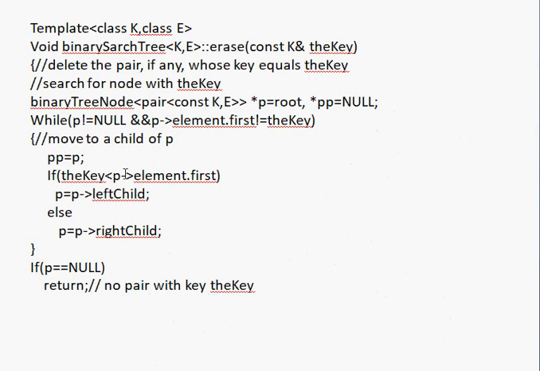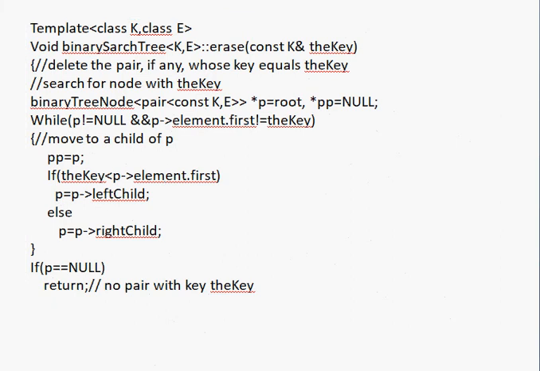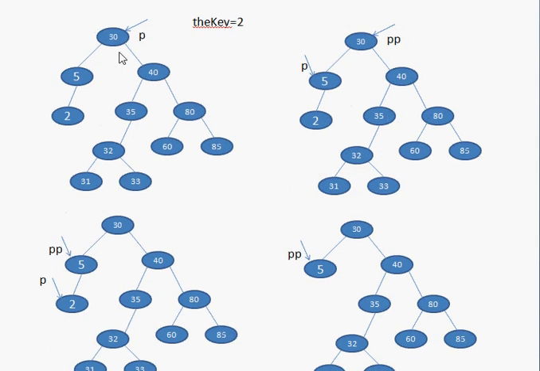So this is the structure, and we compare p element dot first and the key value. Now, is the key value less than p element dot first? True, because the key value is 2 and the element dot first value is 30. So definitely the condition is true, which means the region of search is p equal to p's left child. So p will be pointing to the left child of p. Right now p is here, its left child is this. So this is where p should point. So p is pointing here now. This is the structure. Is it okay?